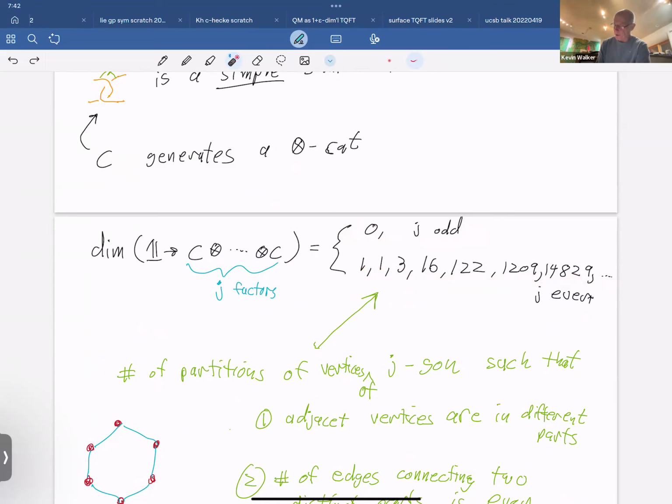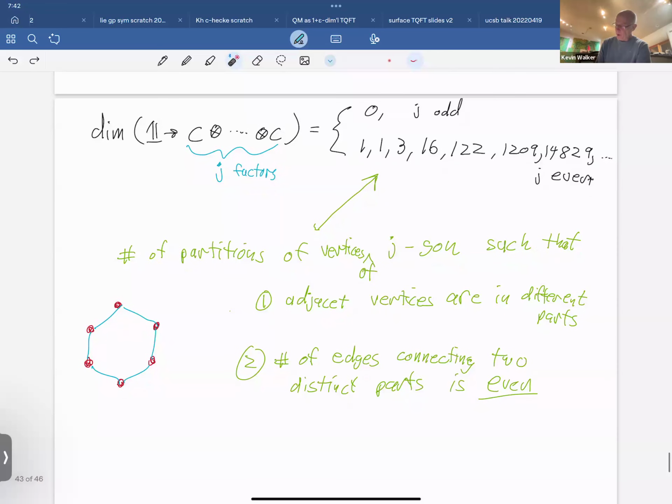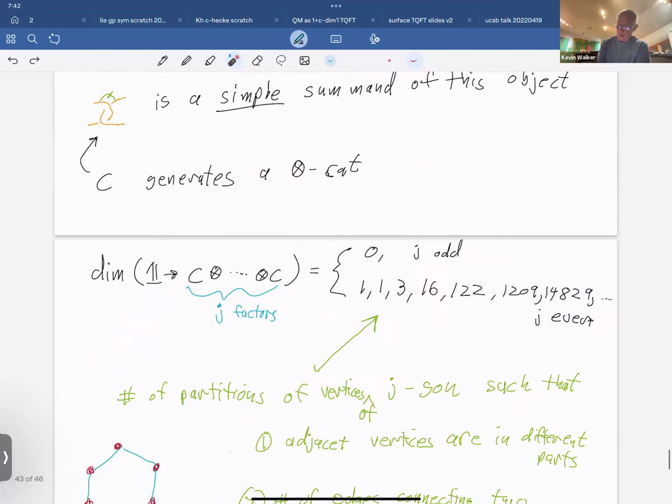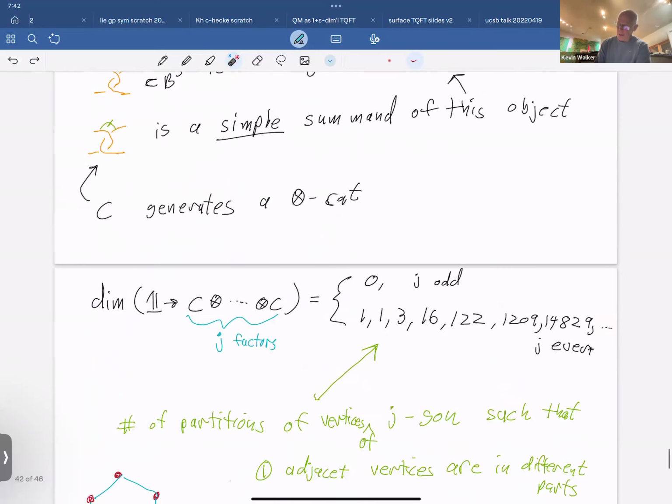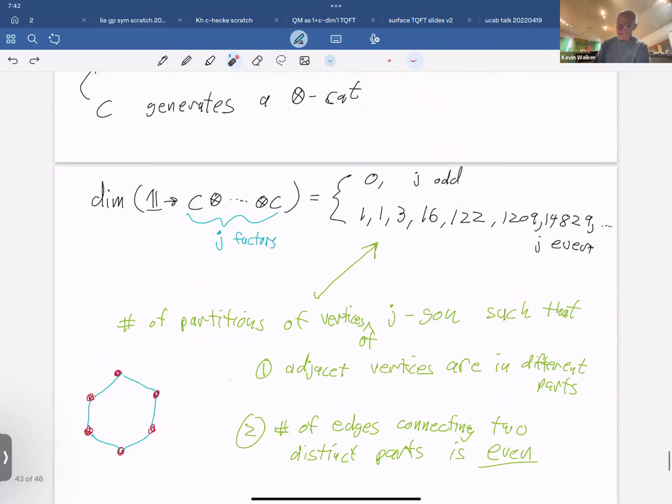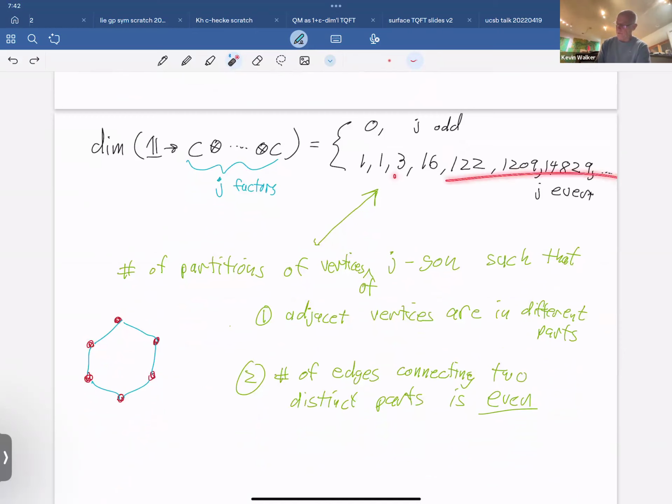And how are these numbers computed? It's partitions of a J-gon, J is even, such that adjacent vertices are always in different parts of the partition. That's the result of me sticking this in there. And the number of edges connecting 2 distinct parts is even. That's what I said above, because if you glue these together, you get a daisy chain, a bunch of circles linked up in a circle. So this is just a specialization of what we said before. That's how you compute these numbers.